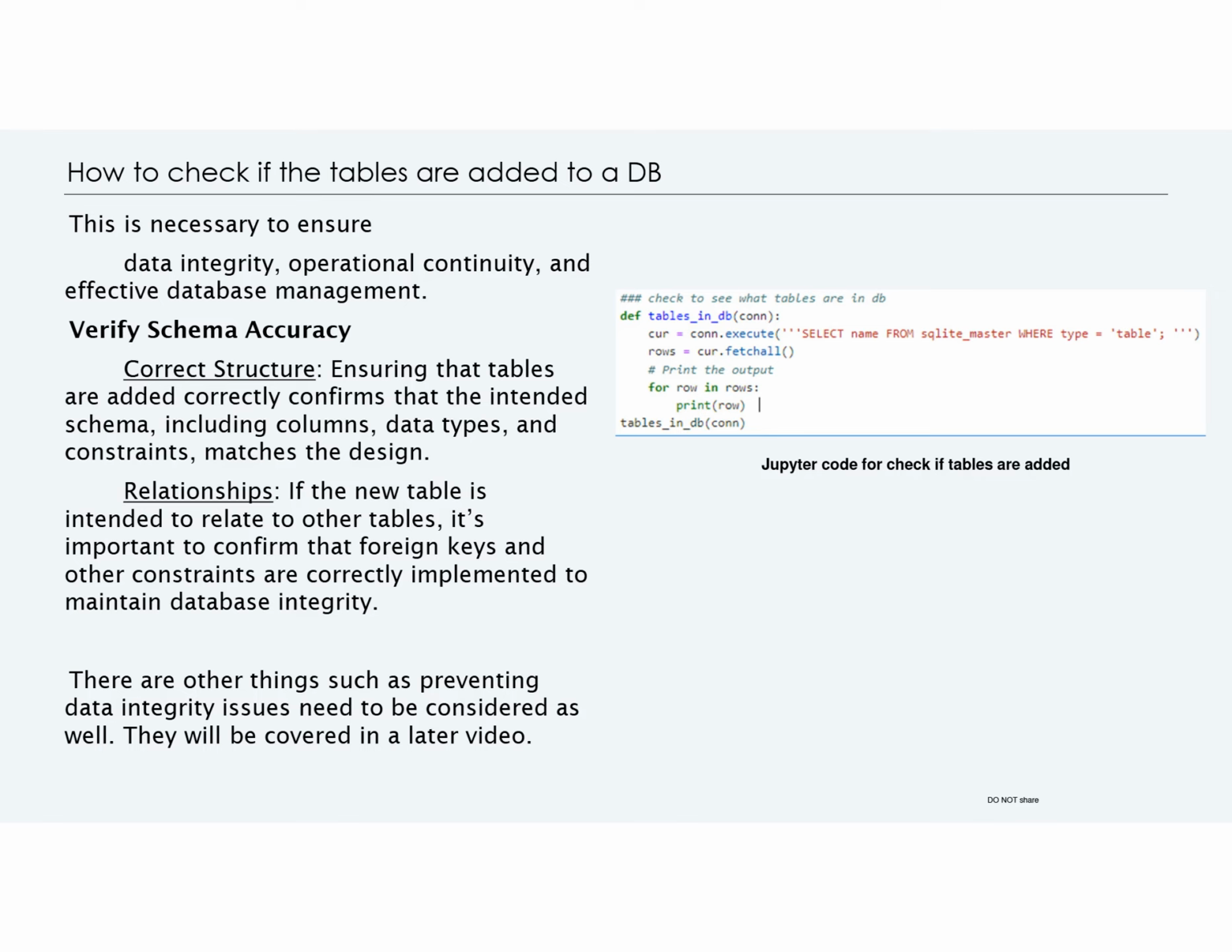To keep your database running smoothly and accurately, let's make sure we're verifying the schema when adding new tables. This means double-checking that each column, data type, and constraint matches your design plan. Plus, it's key to validate relationships with other tables like foreign keys and constraints to maintain database integrity. In an upcoming video, we'll go over preventing data integrity issues in more detail, and remember, using Jupyter code can make it super easy to check if your tables are successfully added.